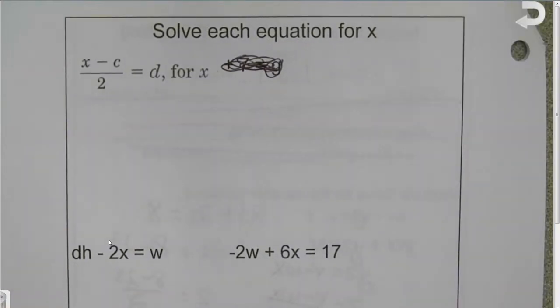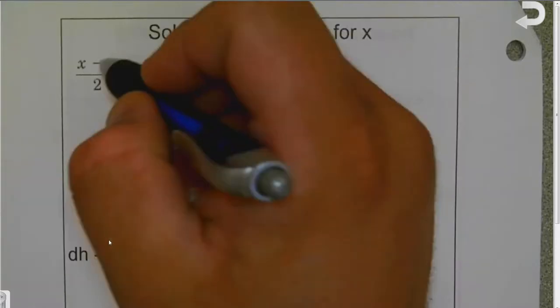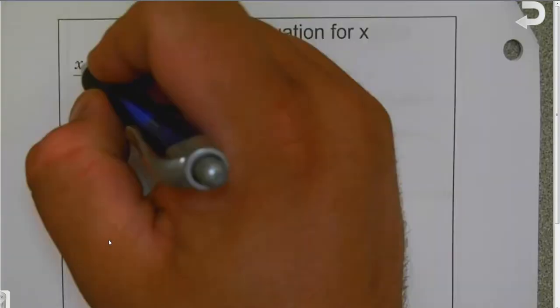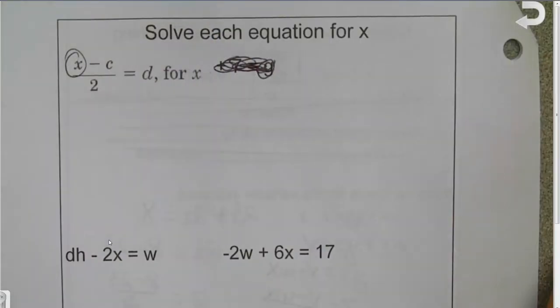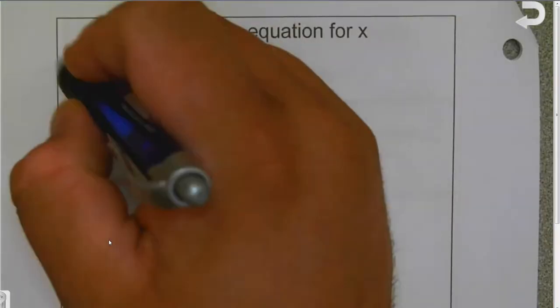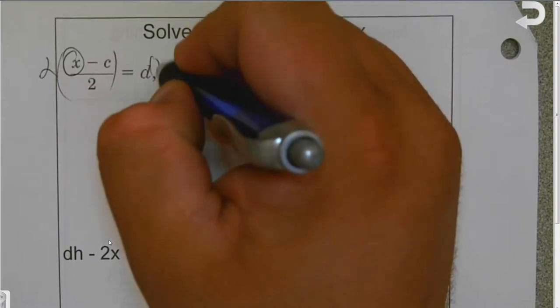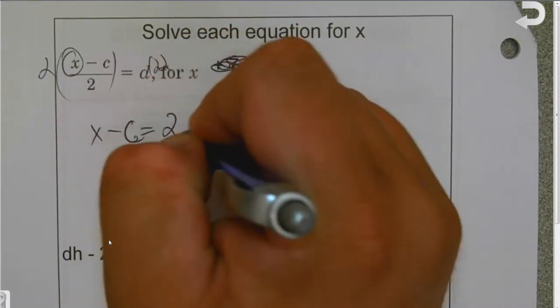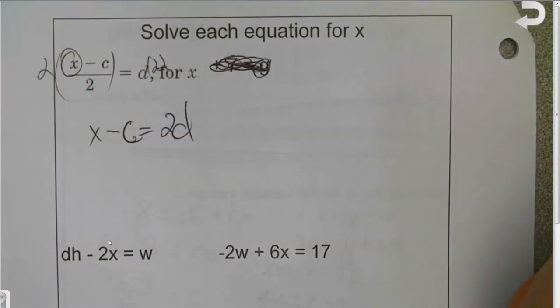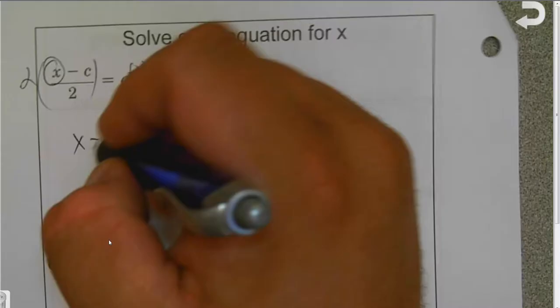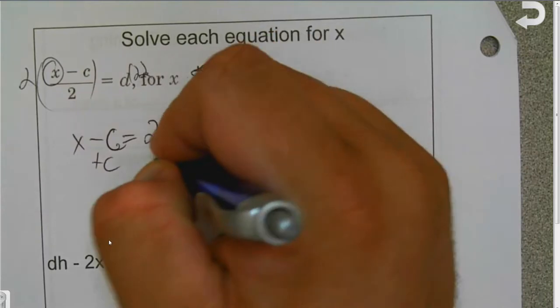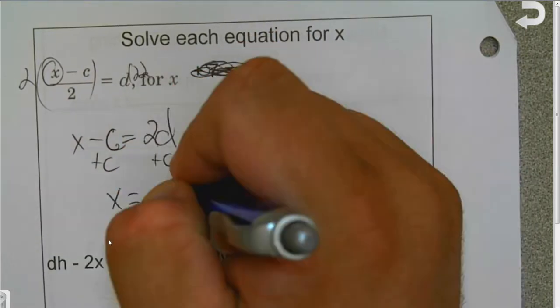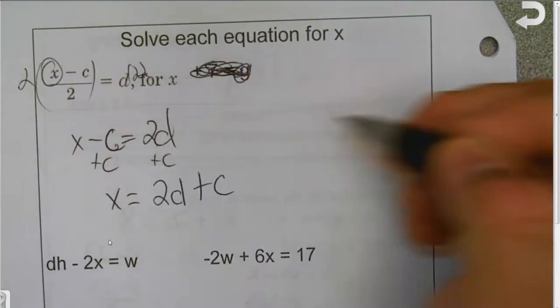So same thing happens when I'm solving for x. I just want to get rid of the x, or get rid of everything that's attached to the x. So for this one, the x is here. So the first thing I need to do is multiply by 2. So when I multiply both sides by 2, I get x minus c is equal to 2d. And now I want to get rid of the c. Well, how do I get rid of the c? I add c. X is equal to 2d plus c.